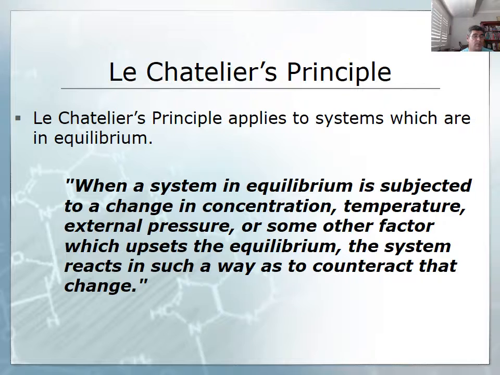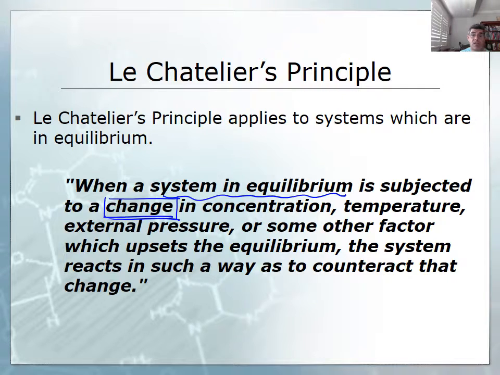Now, once equilibrium has been established, it can actually be changed or moved, and it's moved according to Le Chatelier's principle. Now, there's no simple way really of remembering this, so have a look at the definition and then see if you can get an idea in your head about how you might use this to explain what happens in equilibrium systems. So first of all, the system must be in equilibrium. And when that equilibrium system is subjected to a change, so the key word in Le Chatelier's principle is change.